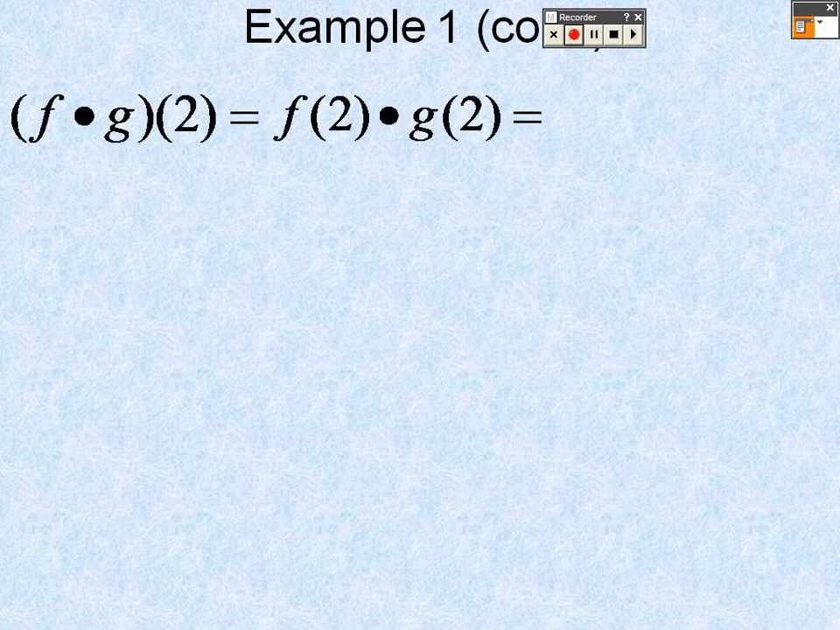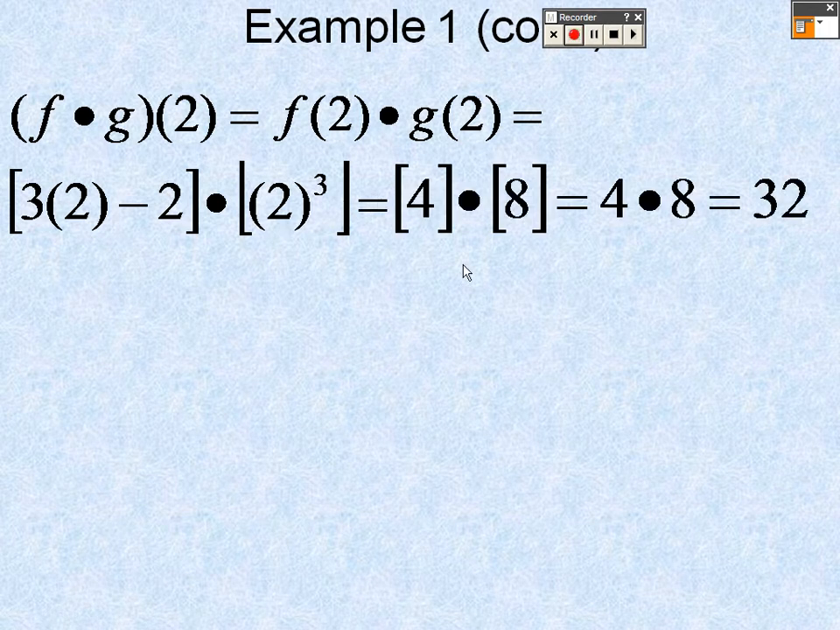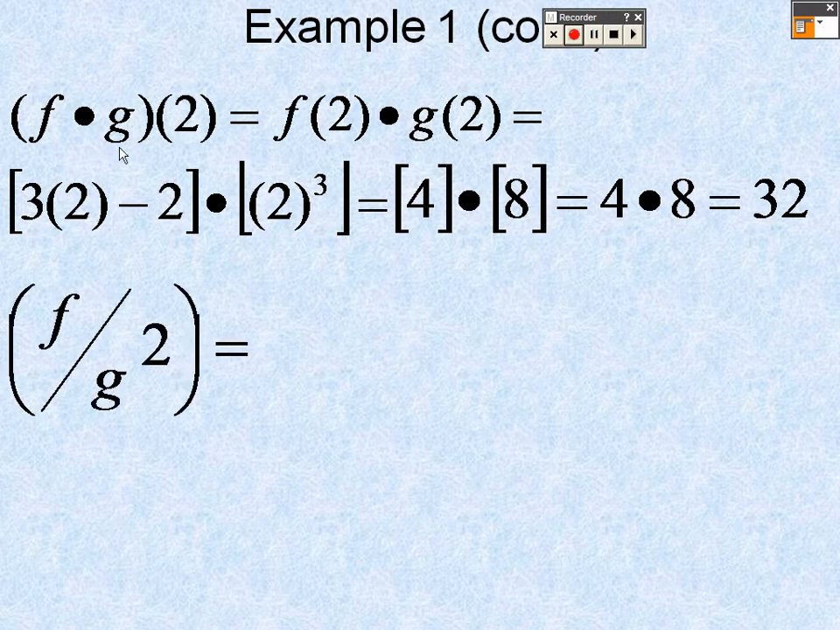So continuing, now we're multiplying. But I'm going to plug a 2 in for each of them. So it's 3 times 2, which is 6. 6 minus 2 is 4. And 2 cubed is 8. So really I'm saying, what's 4 times 8? And that's 32.